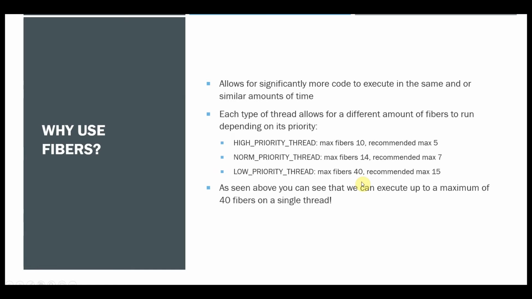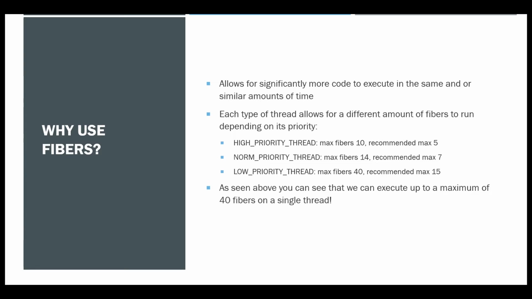And let's see. So why would we want to use fibers? Well, obviously, this allows for a massive improvement in terms of the amount of code you can run in the same time while using fewer resources. Now, when it comes to each type of thread, there's a difference in the amount of fibers that you can execute on each thread. There's a philosophy that I have with this: the higher the thread priority, the fewer fibers you want to run on it. Because the idea is you're basically saying, I want this to be a high priority thread, so you want things on there to execute as fast as humanly possible.